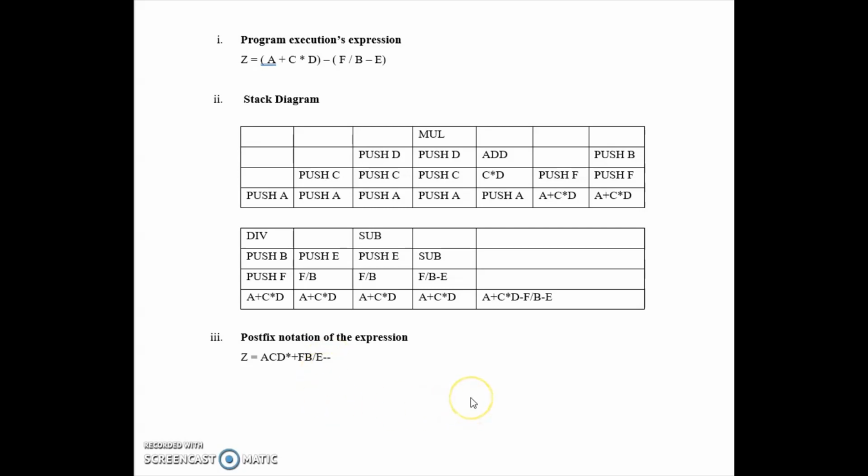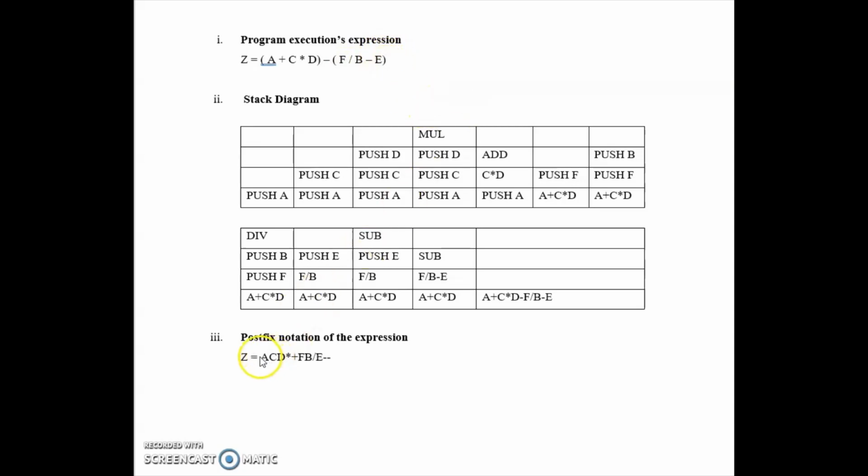If you take a look at the program execution expression, Z equals open bracket A plus C, then multiplication with D, close the bracket, subtract, open bracket again, F divide B, subtract A, and lastly close the bracket.